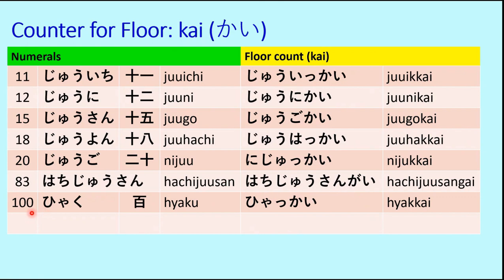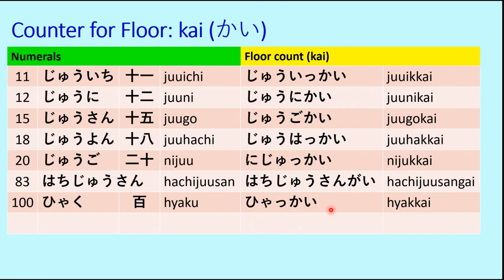And finally, we have the 100th floor, although it's too big a floor. Hyaku is 100 and the floor will be called hyakkai. You can see this is hya, he, and small ya, which means hya. Then we have the small tsu followed by ka, which gives the double consonant form of ka. And finally this e. So this is hyakkai in hiragana.